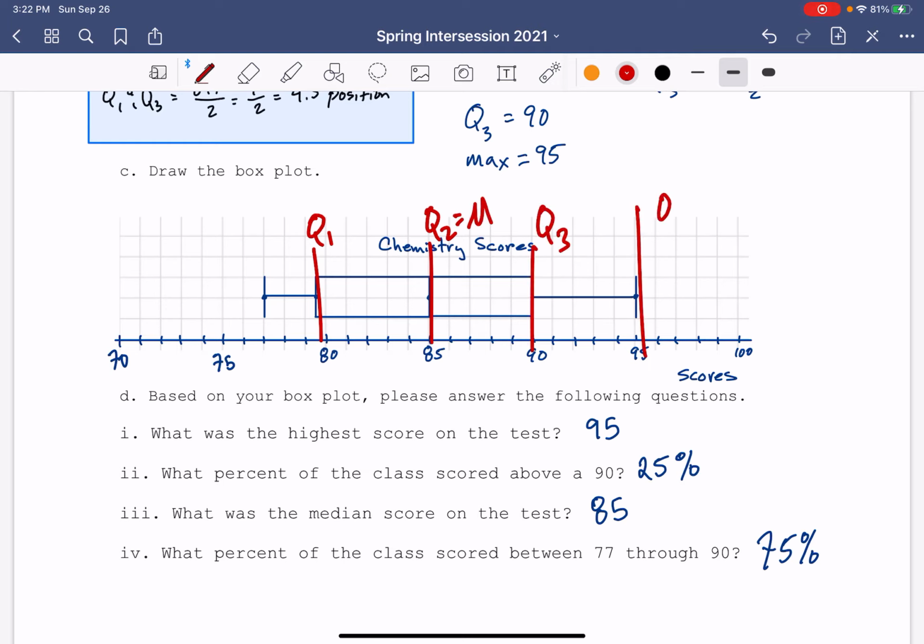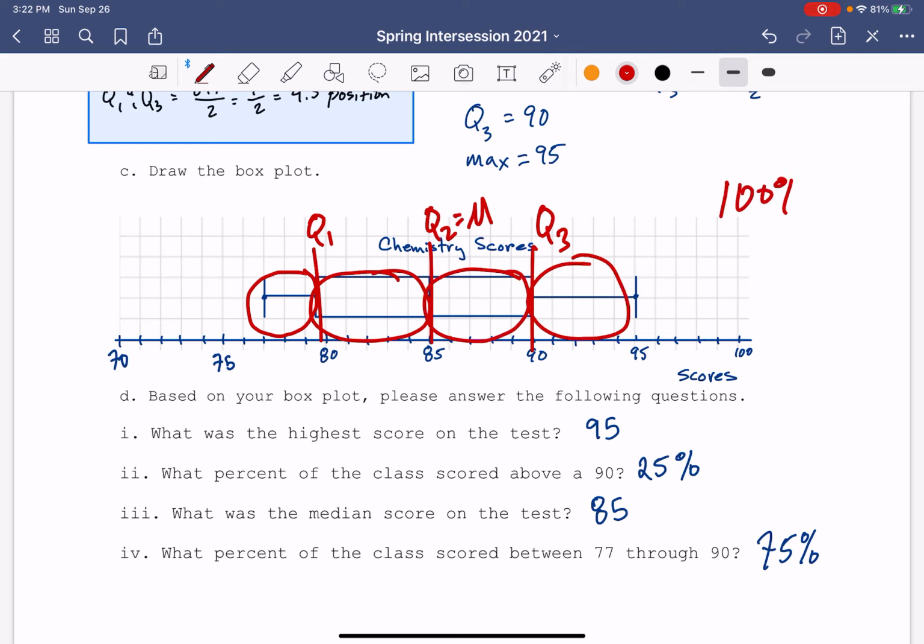And here's kind of the fourth quarter. Right here is the 0 quarter. But we don't talk that way usually. And as you can see, 25% of the data is here. Another 25% of the data is here. Another 25% and another 25% gives you 100% of the data.